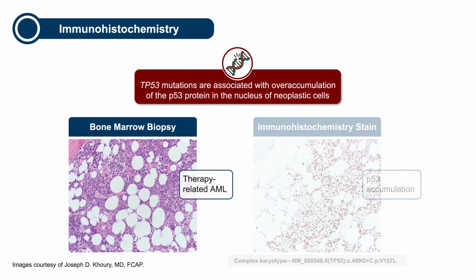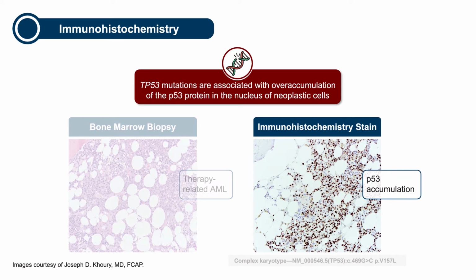You can see here an example of a bone marrow biopsy from a patient with therapy-related AML. You can see also an immunohistochemistry stain showing P53 overexpression, or rather, although we use the term overexpression, it is rather accumulation, indicated with a brown signal here. This patient had a complex karyotype and also, as you might imagine then, harbored a P53 mutation, V157L.